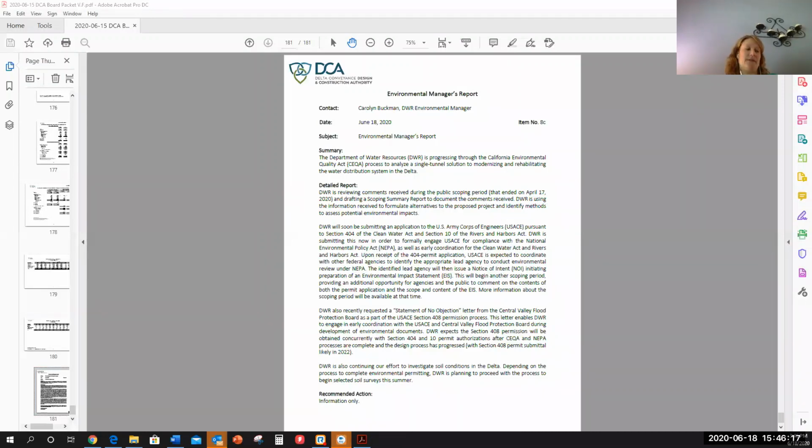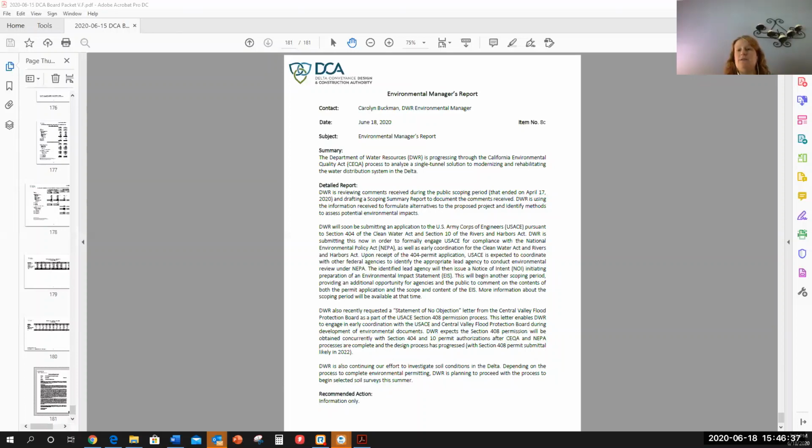We have also been working to initiate NEPA, and I think we've talked about this before, that for this effort, we do not have a federal project proponent. So that means that one of the regulatory agencies will be the NEPA lead. In order to figure out the NEPA lead, we need to formally engage the Corps to allow the federal agencies to determine the NEPA lead.